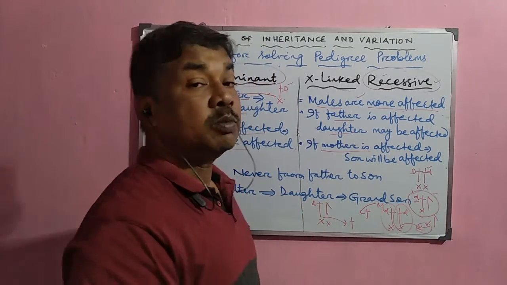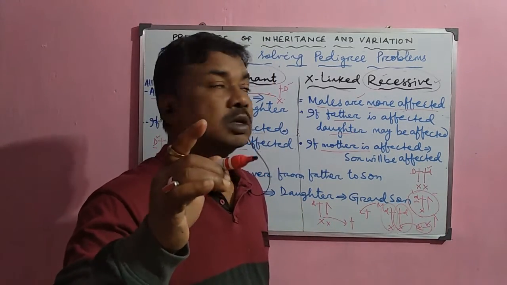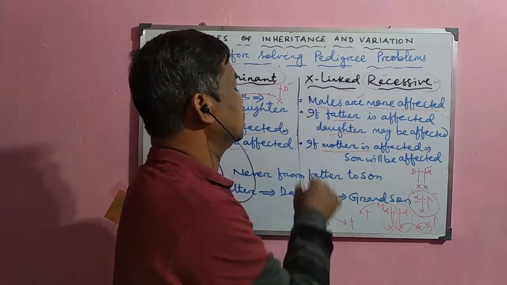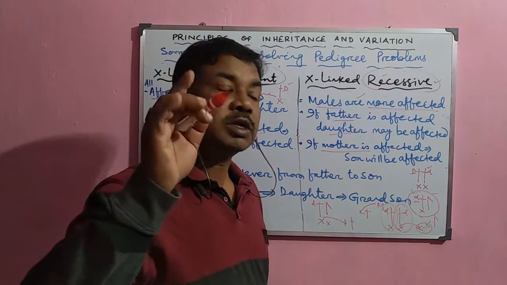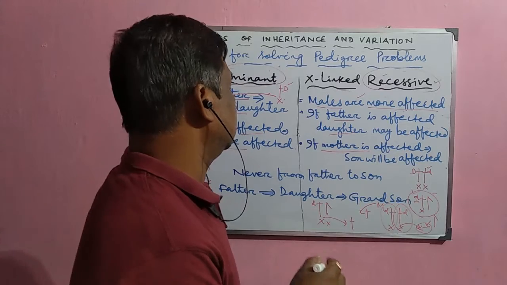So that is why if the mother has the defective gene, in the case of double recessive or homozygous recessive, then 100% of the sons will be affected by this disease.